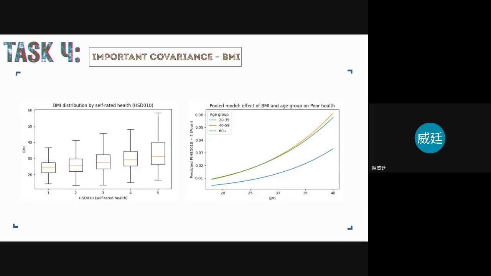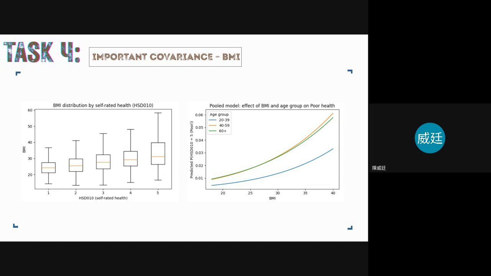And next, we're going to highlight two important covariates. The first one is BMI. On the left, we have the box plot of BMI for each HSD010 level. There's a very clear trend from HSD010 level 1 to 5. The median of BMI increases, and the spread also becomes larger. So people who feel their health is worse tend to have higher BMI.